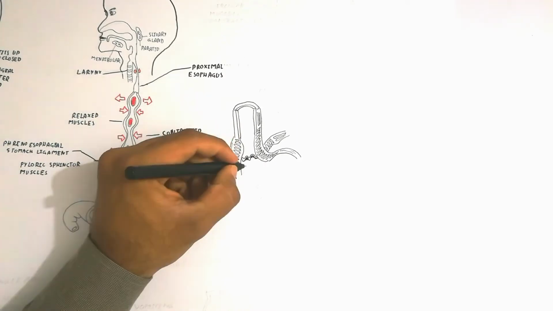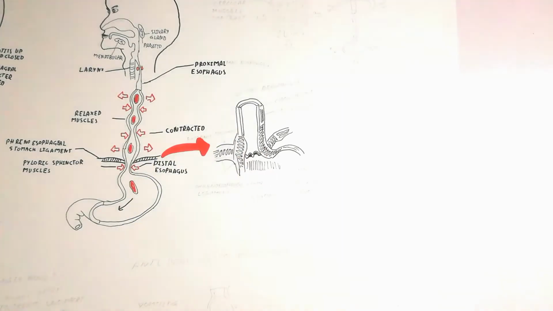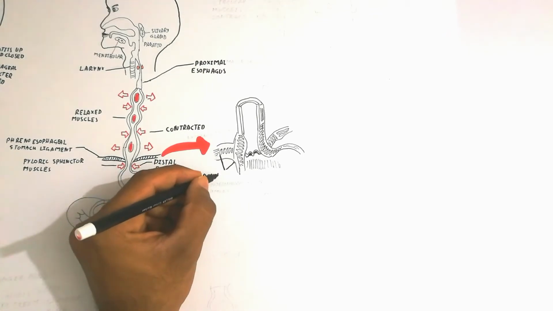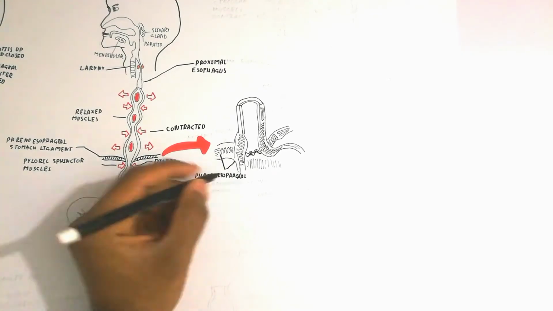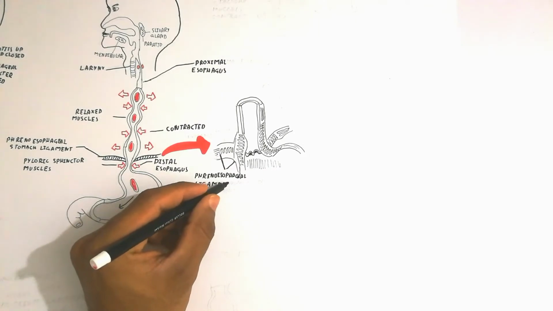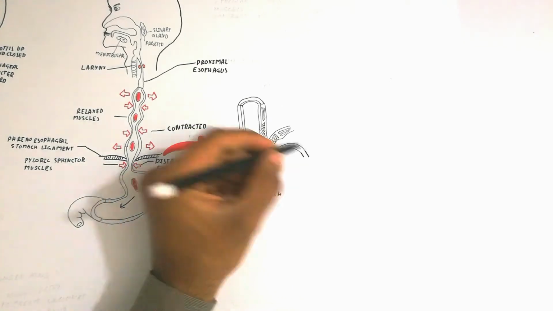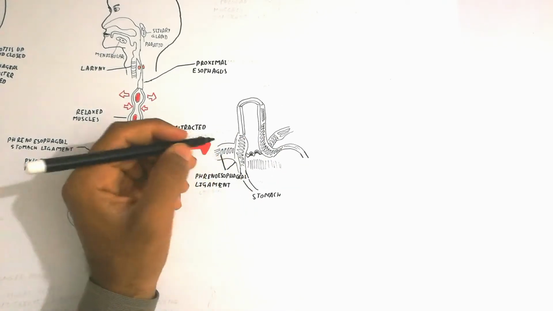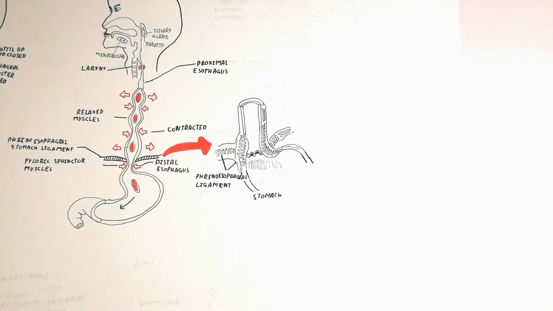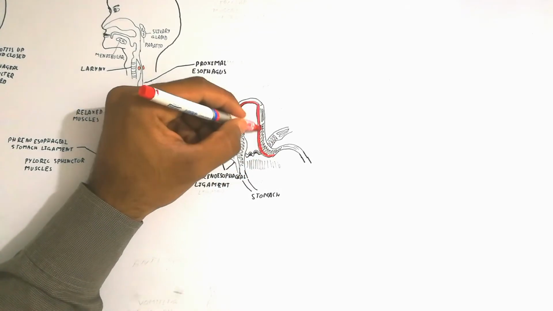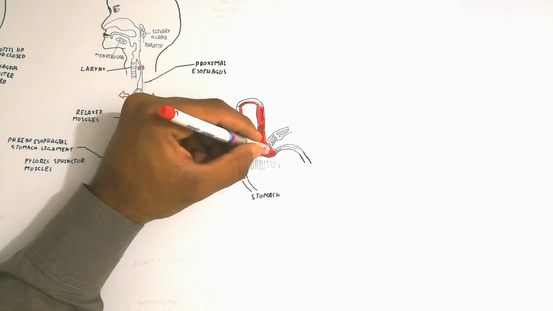Here are the external ligaments, and below is what is known as the phrenoesophageal ligaments. The phrenoesophageal ligaments are present here, and down is the stomach. Between the sphincter muscles is the squamocolumnar junction, which is known as the squamocolumnar junction.